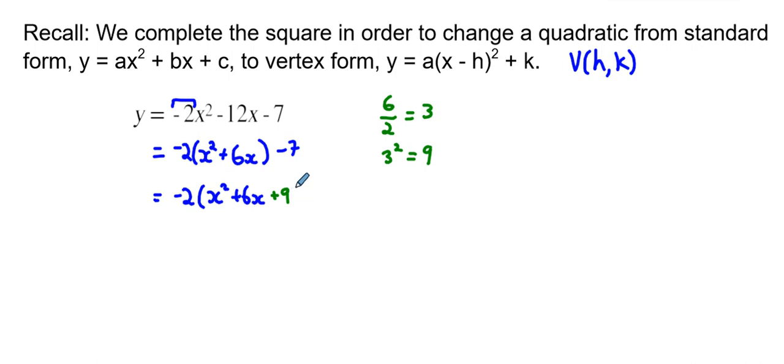But of course, I can't just add plus 9 to this and be done. I can't just say, okay, well, plus 9, close my bracket, minus 7, because that would change the value of this quadratic. It would change the value of the expression. So whatever I've done to it, this plus 9, I also need to undo. So I'm going to minus it as well.